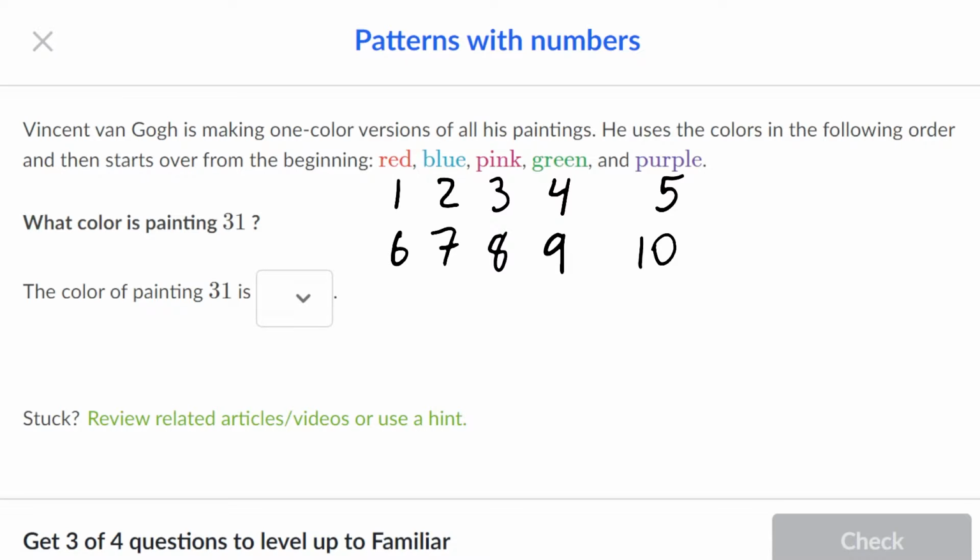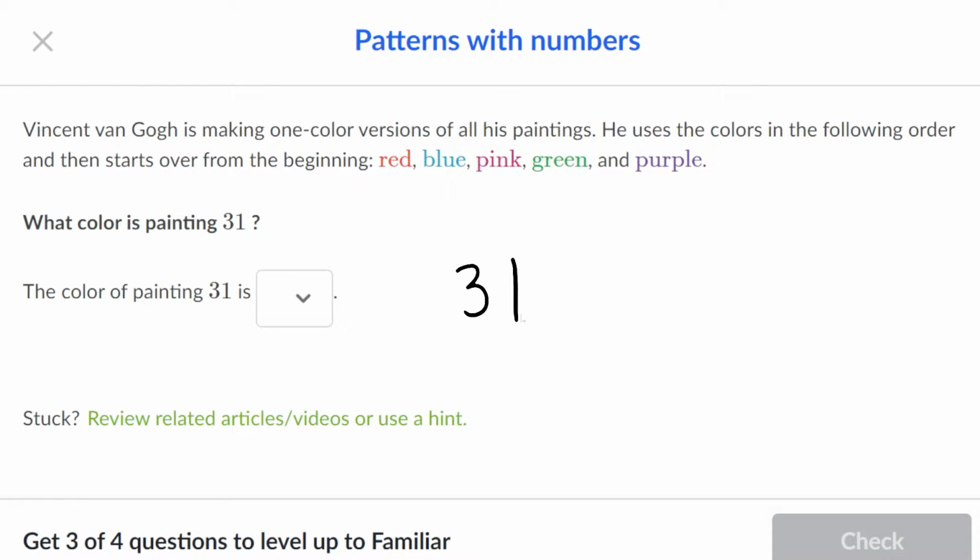and some students might end up actually preferring to do that at first. There's an easier way. What we're essentially doing is we're doing 31 divided by 5. Because there are 1, 2, 3, 4, 5.